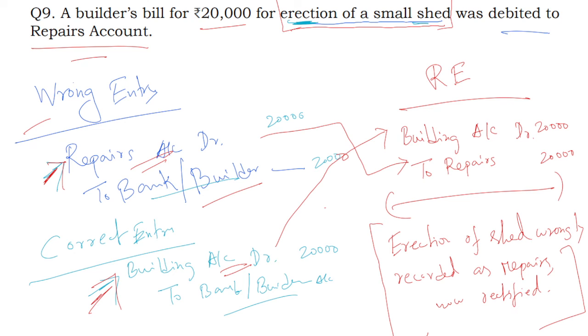Okay, so this is the solution. I think now the bottom portion is visible. The bottom portion is now visible. Okay, clear to you all? Moving to question number 10.